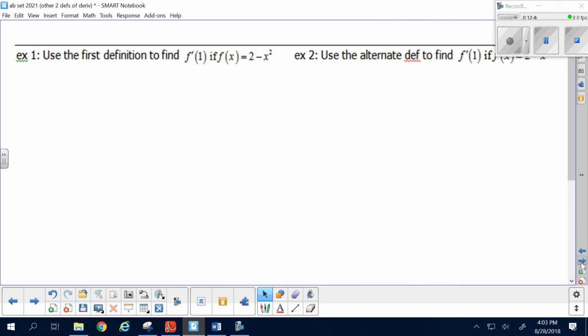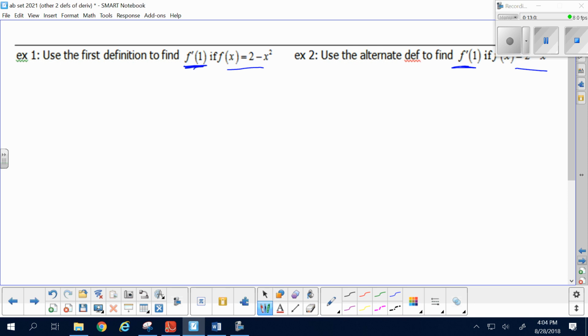In this case, I want you to do a little compare and contrast, all right? I have 2 ways of finding the slope at 1 of the same function. You can see it's the same question. Find the derivative at 1 for the same function. We're going to do it 2 ways.